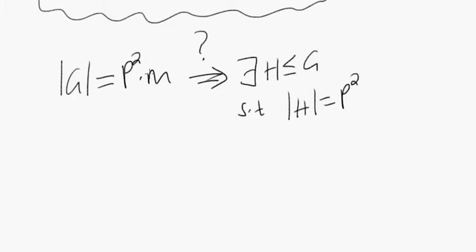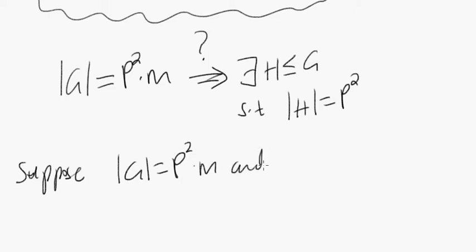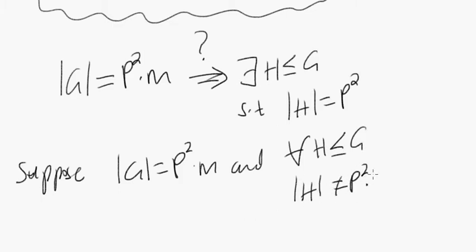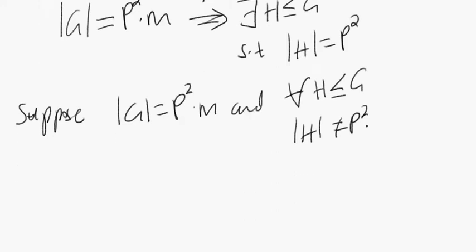Before, how we had proved the special case was by contradiction. Suppose not. Let's try contradiction here. If it doesn't work, then we lose nothing. We could try something else. So suppose instead that the order of G equals p squared times m, and for all subgroups H of G, the order of H does not equal p squared. Suppose this is a true statement.